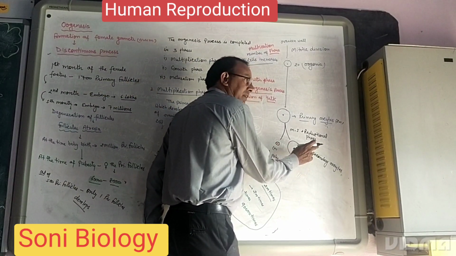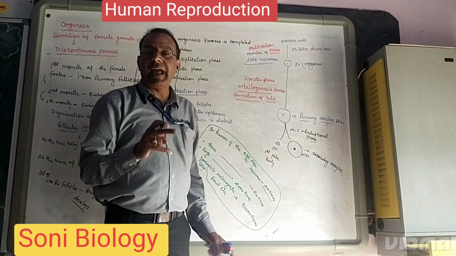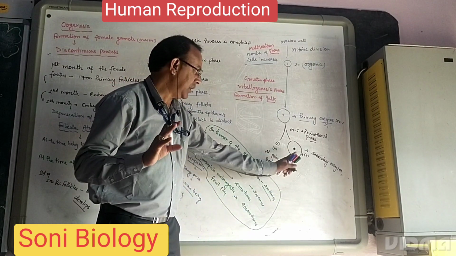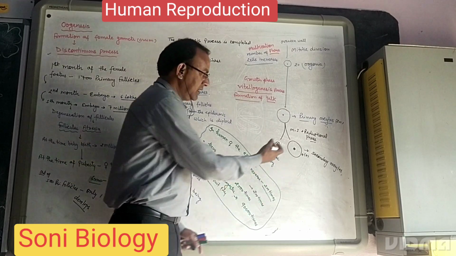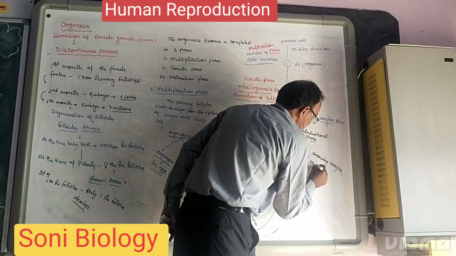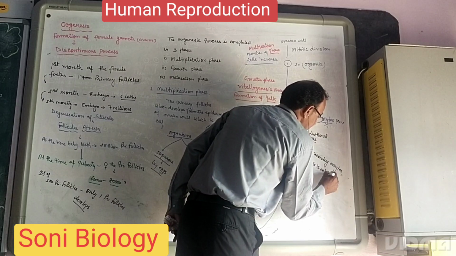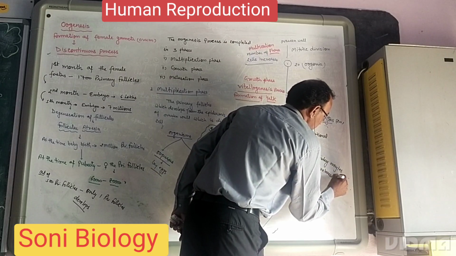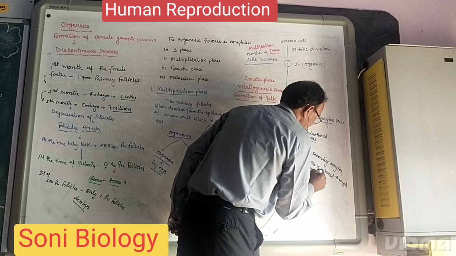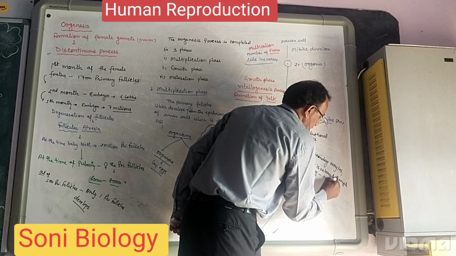When the egg is released from the ovary, that is called ovulation. If no fertilization takes place, the secondary oocyte is released through the ovary. This is ovulation.